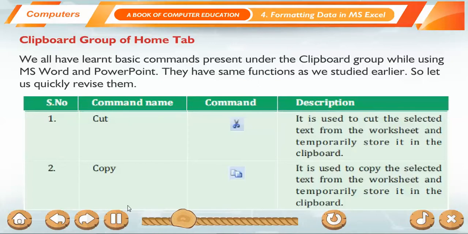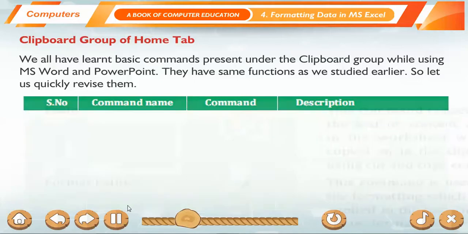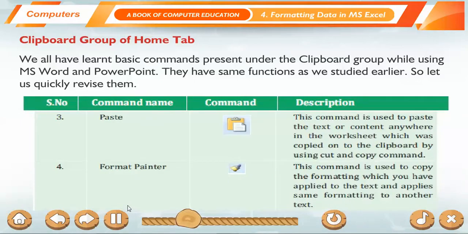Cut. It is used to cut the selected text from the worksheet and temporarily store it in the clipboard. Copy. It is used to copy the selected text from the worksheet and temporarily store it in the clipboard. Paste. This command is used to paste the text or content anywhere in the worksheet which was copied onto the clipboard by using the cut and copy command. Format Painter. This command is used to copy the formatting which you have applied to the text and apply the same formatting to another text.